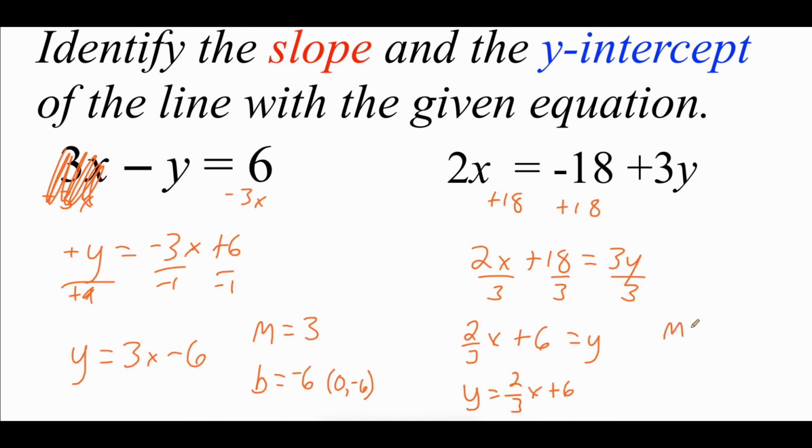Now the m value in here, the slope, is going to be that 2/3 that's in front of the x. The b value is 6, meaning that the y-intercept would be at the point (0, 6). That's going to be it for this video.